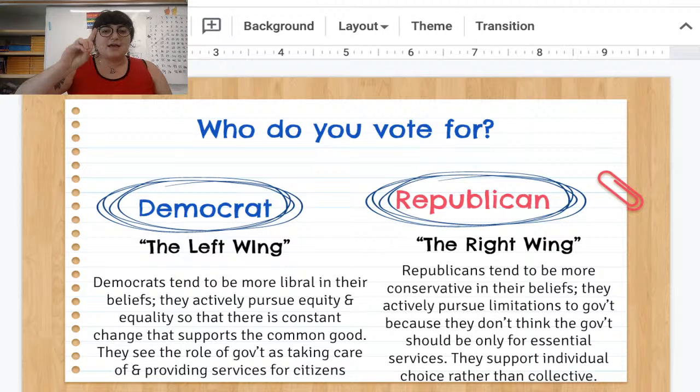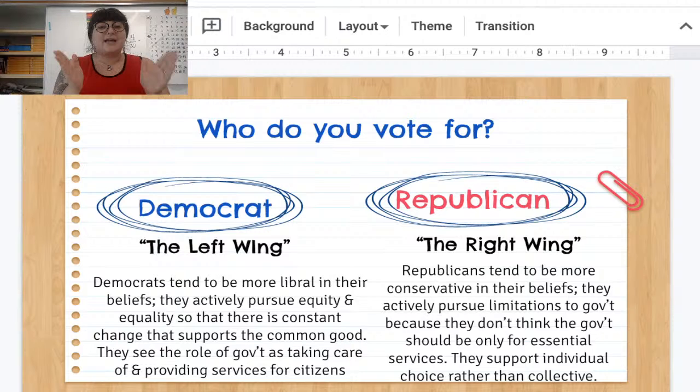This is the biggest part of the Democratic Party, that they see the role of government as taking care of and providing services like healthcare, right? Like transportation, like making sure our roads are clean and safe to drive on. They want to make sure that the government is providing services and taking care of its citizens.